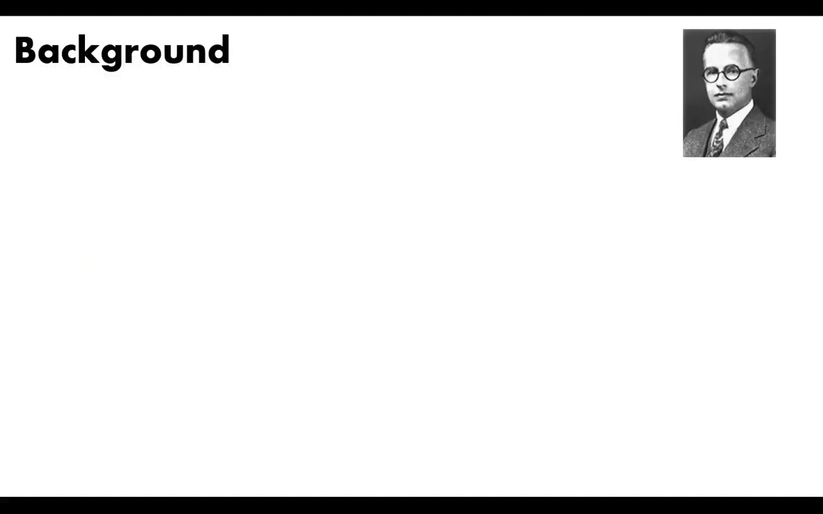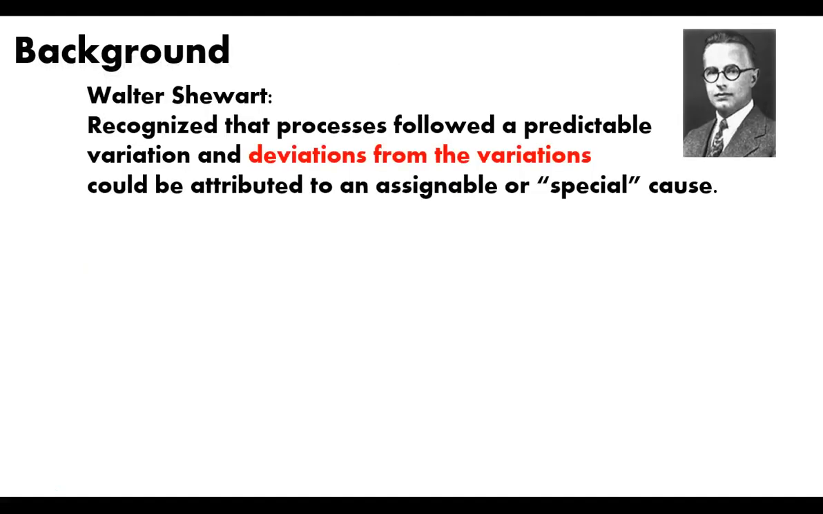But to give you a little bit of background, this started with an engineer named Walter Shewhart. And what Walter Shewhart did was very simple, but also pretty impressive. He recognized that processes follow a predictable variation, and the deviations from the variation could be assigned to some sort of a cause. So again, I'm just reading that slide.